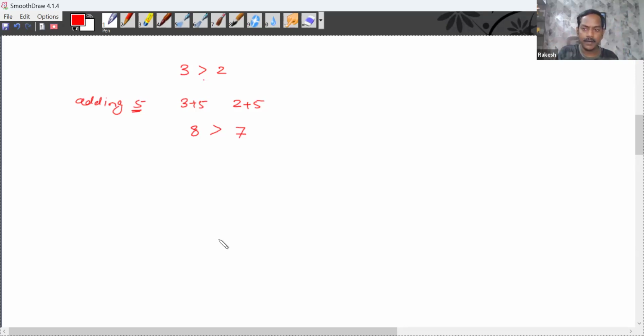Will there be any change if I subtract? Say, if I subtract 2 from both LHS and RHS, then it would be 3 minus 2, and here it would be 2 minus 2. Here it would be 1, and here it would be 0. Again, we know that 1 is greater than 0. Again, there is no change. That means either addition or subtraction of the same number on both the sides will not change the original sign. That's for sure, right? Addition is done, subtraction is also done.